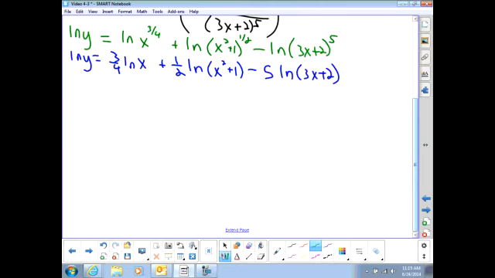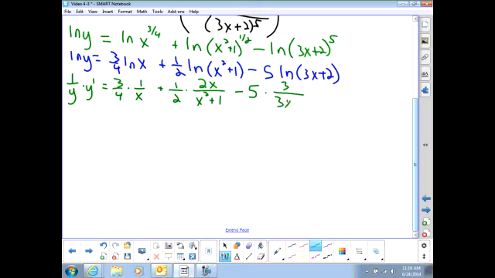Now we'll just do our derivatives. Derivative of natural log of y will be 1 over y times y prime, because there's a derivative of y. Then we'll have 3/4 times our derivative of natural log of x, which is 1 over x, plus 1/2 times our derivative of natural log of x squared plus 1. Well, it's the derivative of the inside over the inside. So we'll have 2x over x squared plus 1. Then we'll have minus 5 times derivative of the inside will be 3 over 3x plus 2.